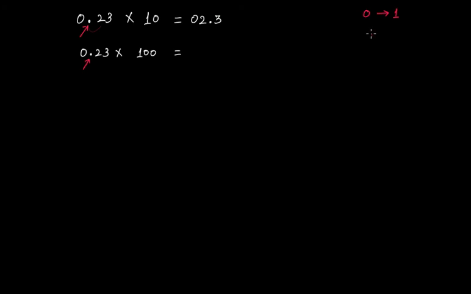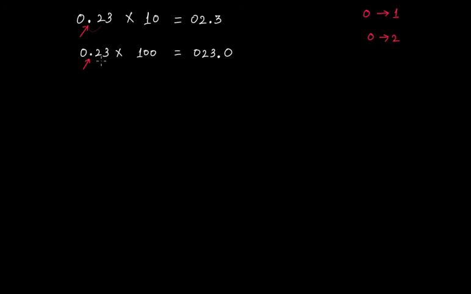How many zeros do we have in 100? We have 2 zeros. It means that your decimal point will come after the second digit to the right of this decimal point. So how many digits do we have after the decimal point? 1 and 2. So this is 0, 2, 3, and the decimal point will come here. Since we don't have any other digit after 3, you'll simply place a 0 there, right?